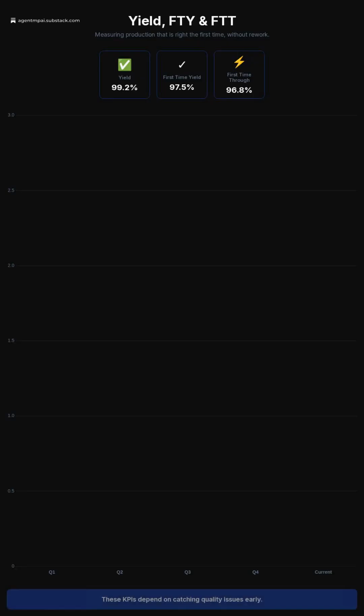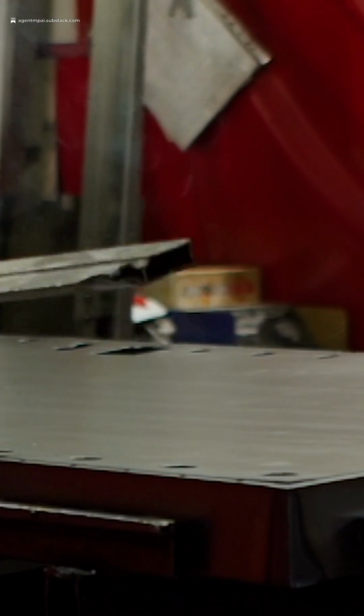Yield, and first time through, measuring how much of your production is right the first time without rework. These KPIs depend on catching quality issues early. CXOs design quality prediction agents that analyze sensor data, visual inspections, and process parameters to predict defects before they occur. The agent flags anomalies, recommends process corrections, and learns from every production run to continuously improve.